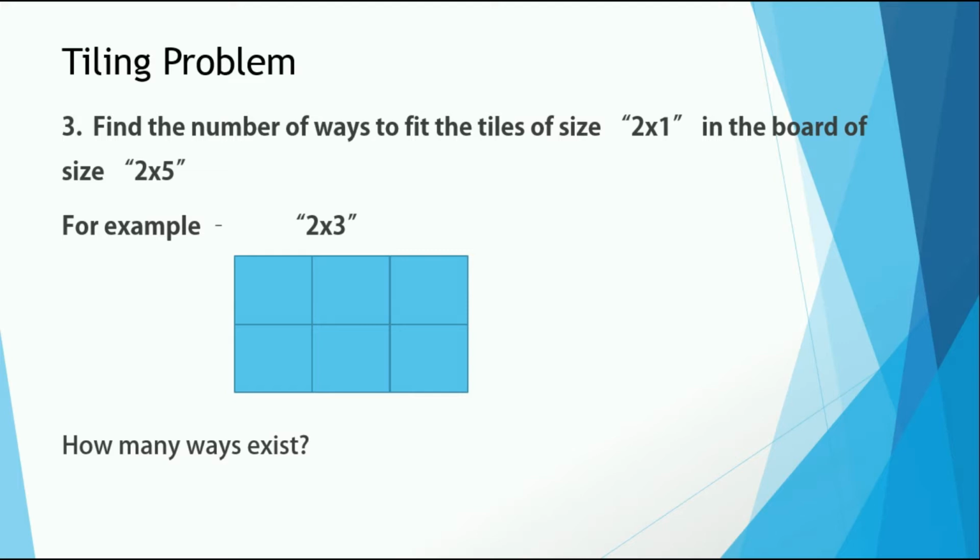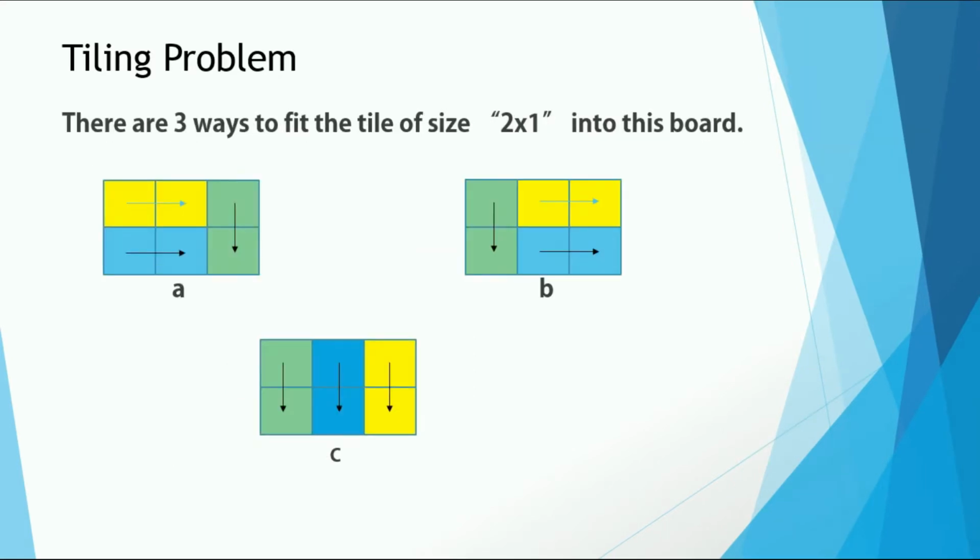of 2 by 5. For example, consider a board of 2 by 3 units. Now you can place the 2 by 1 tiles either horizontally or vertically. So how many ways exist? You can see that there are 3 ways to fit in the tiles of 2 by 1 unit in the 2 by 3 board. In the first figure, 2 tiles are placed horizontally first and then the third tile is placed vertically. In the second figure, first tile is placed vertically and the 2 others horizontally. In the third figure, all 3 tiles are placed vertically.